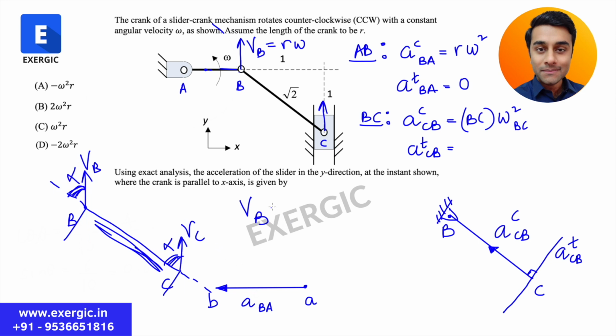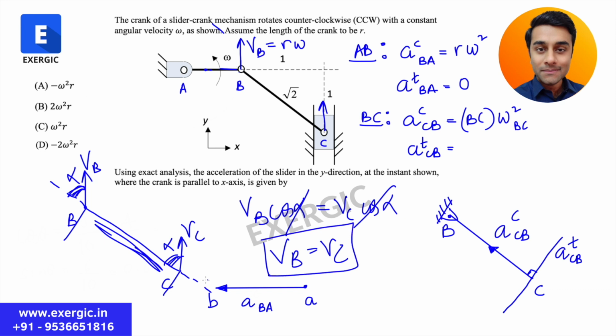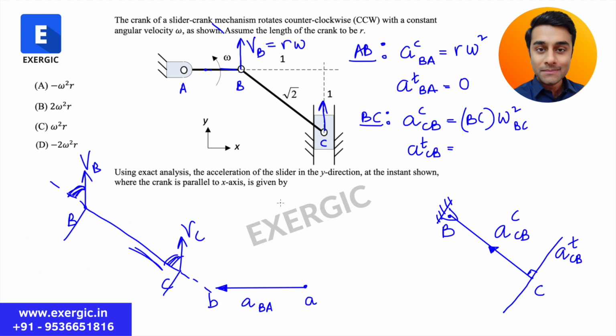And hence VB cos alpha, this is the component of VB along BC, will be equal to VC cos alpha, which is the component of VC along BC. Cos alpha will get cancelled and you will get VB is equal to VC. Interesting. This velocity of C is equal to the velocity of B. And now recall, is it the first time that you have got such a case? You have solved such a problem earlier.